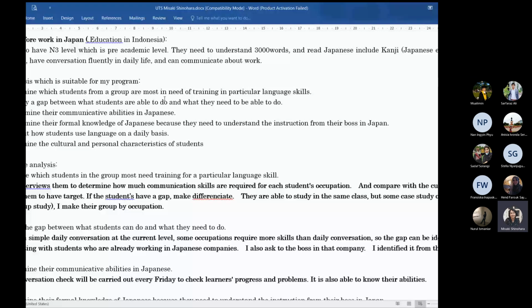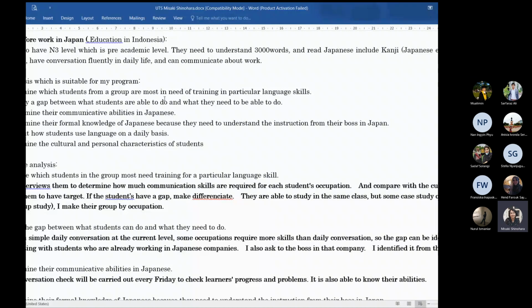communicative abilities in Japanese. It is very important because they have to live there and work, and they need to communicate without any trouble. And to determine their formal knowledge of Japanese, because they need to understand the instructions from their boss in Japan. So they have to have knowledge about that, to find out how students use language on a daily basis.